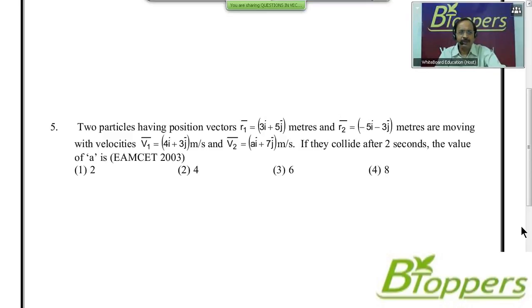Look at question number 5. Two particles having position vectors R1 bar equal to 3I bar plus 5J bar meters and R2 bar equal to minus 5I bar minus 3J bar meters are moving with velocities V1 bar equal to 4I bar plus 3J bar meter per second and V2 bar equal to AI bar plus 7J bar meter per second. If they collide after 2 seconds, the value of A is.